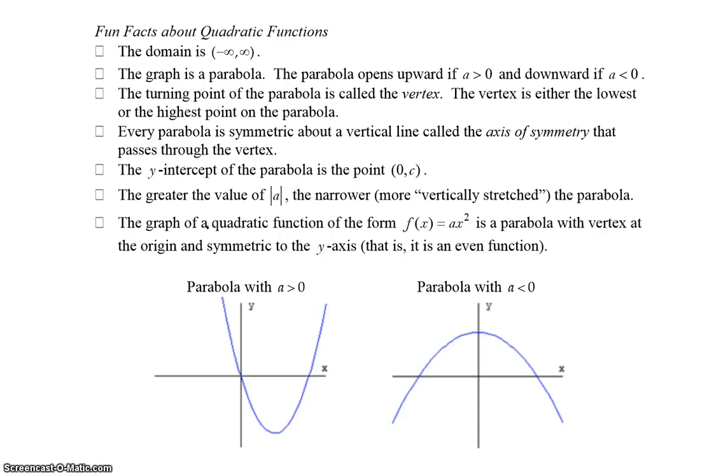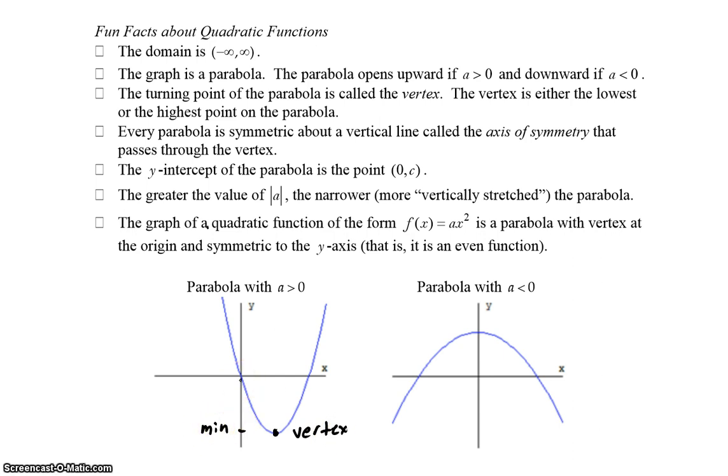The turning point of the parabola is called the vertex. The vertex is either the lowest or the highest point on the parabola. So I'll identify the vertex on each of the parabolas below. This point right here. And in this case, the vertex is the lowest point, so it's yielding a minimum value for the function.